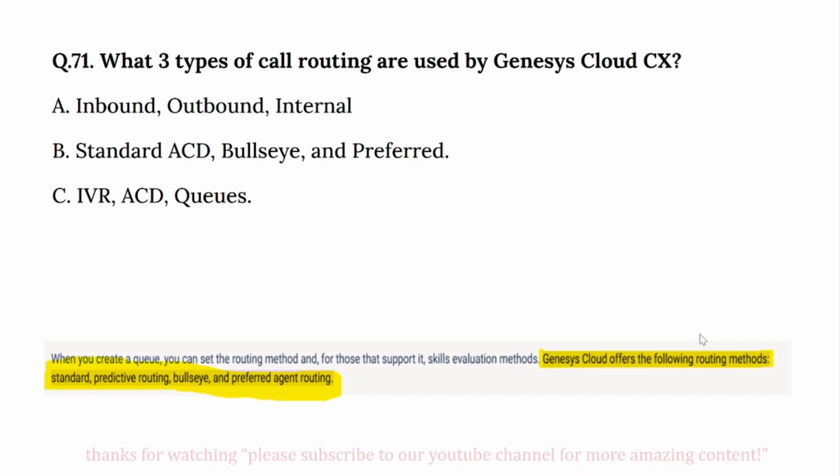I'll repeat the question once again. Question number 71: What three types of call routings are used by Genesis Cloud CX? Option A: inbound, outbound, internal. Option B: standard ACD, police and preference. Option C: IVR, ACD, and queued.